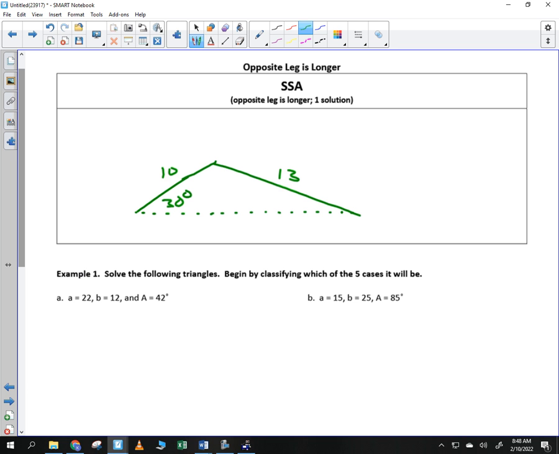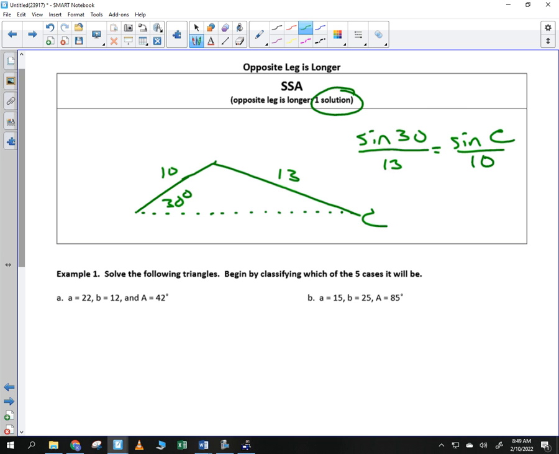I also have a side-side angle in this situation. Is the side opposite longer or shorter than the other given side? It's longer. And when it's longer, you just have one solution. And you can solve it just like you normally would. Sine of 30 over what? 13 equals sine of C over 10. We won't work it out, but you will get just one solution.